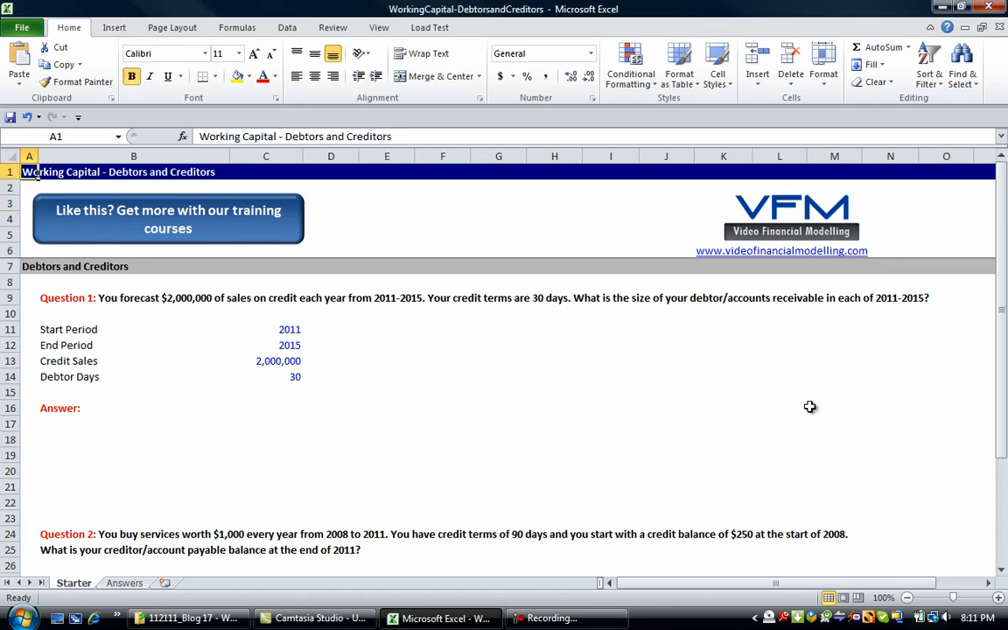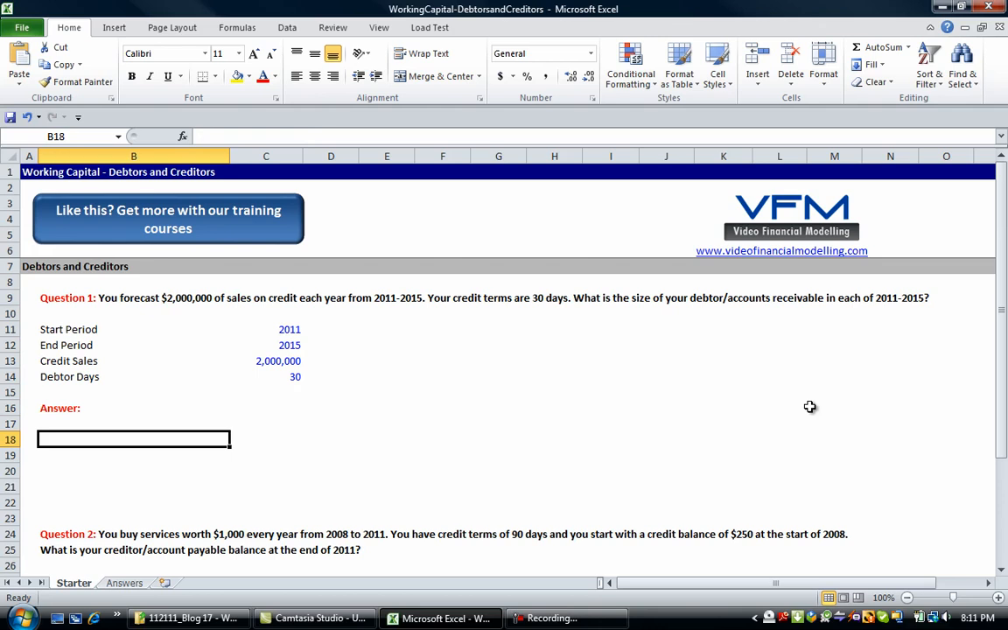Okay, if you haven't already done so, stop the tape and please read through the blog tutorial at our website, www.videofinancialmodeling.com/blog. If you've done that, then you're ready to go. Let's jump straight into it.